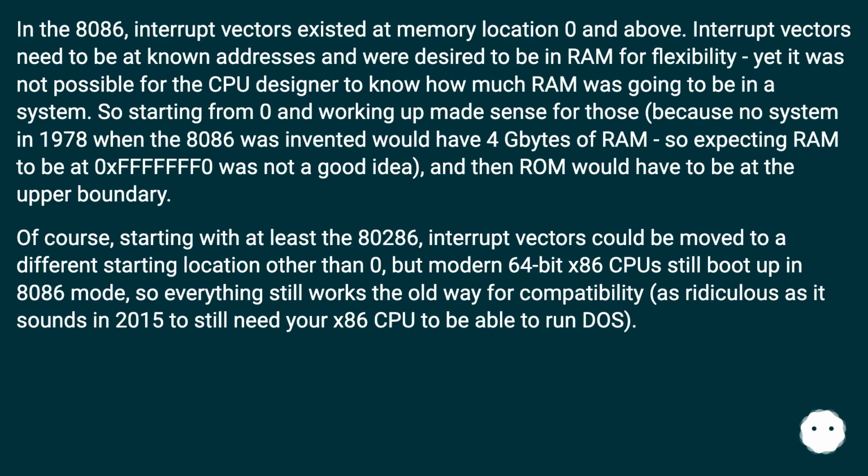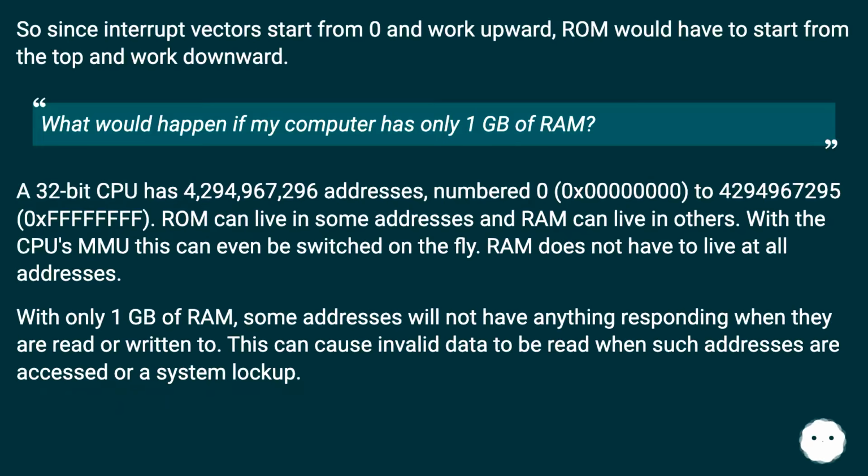Of course, starting with at least the 80286, interrupt vectors could be moved to a different starting location other than 0, but modern 64-bit x86 CPUs still boot up in 8086 mode, so everything still works the old way for compatibility, as ridiculous as it sounds in 2015 to still need your x86 CPU to be able to run DOS. So since interrupt vectors start from 0 and work upward, one would have to start from the top and work downward. What would happen if my computer has only 1 GB of RAM?